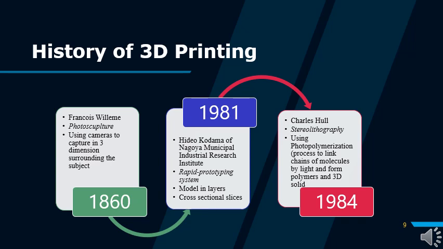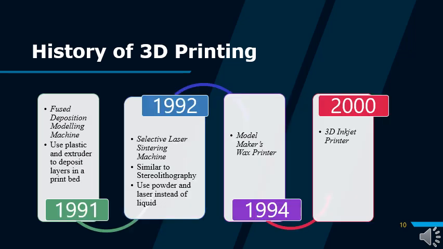In 1961, the Goya Institute published the first rapid prototyping system. In 1984, Charles invented stereolithography, which used photopolymerization to link chains of molecules by light and form polymers and 3D solids. Then in 1991, a fused deposition modeling machine was introduced, using plastic to deposit layers. In 1992, a machine called the selective laser sintering machine was produced with the use of powder and laser. Afterwards, the rice printer and 3D inkjet printer were produced in 1994 and 2000 respectively.